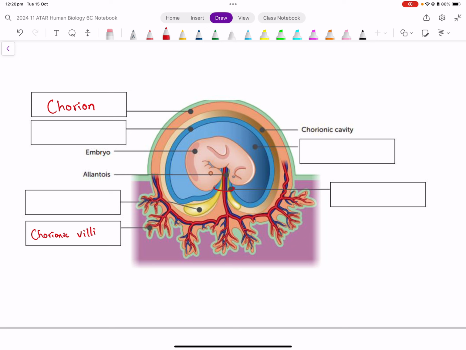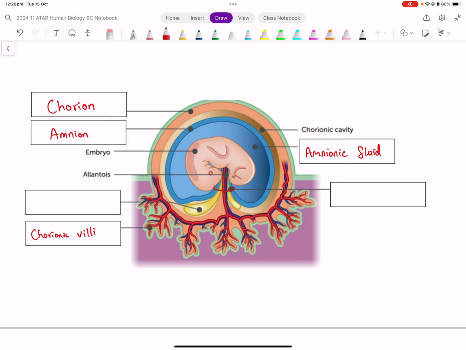Now, following on from the chorion, there's the chorionic cavity, which is a simple space in between the chorion and the next layer. Now, this next layer is known as the amnion. And the amnion is what houses, over on the right-hand side now, the amniotic fluid. Now, the amniotic fluid is mostly just the urine and the waste of the developing embryo and fetus itself.